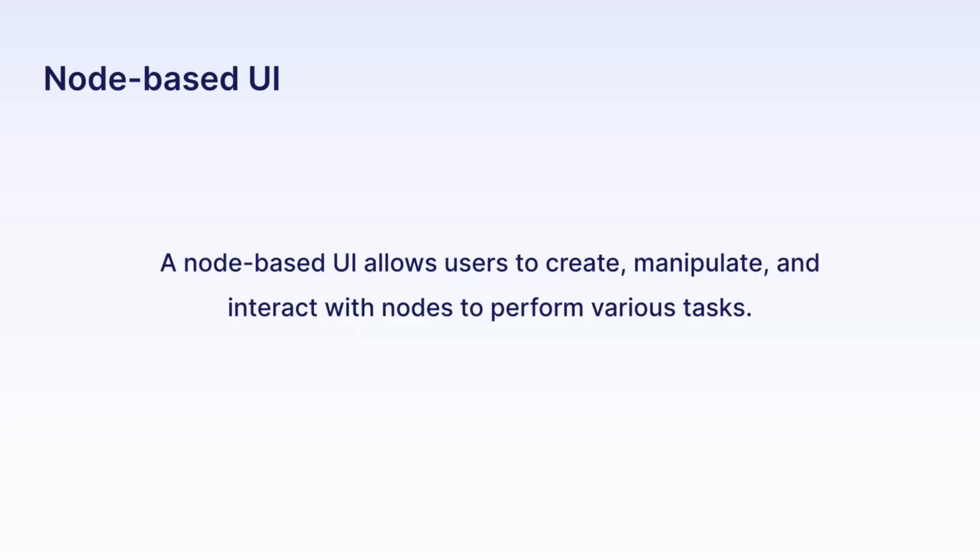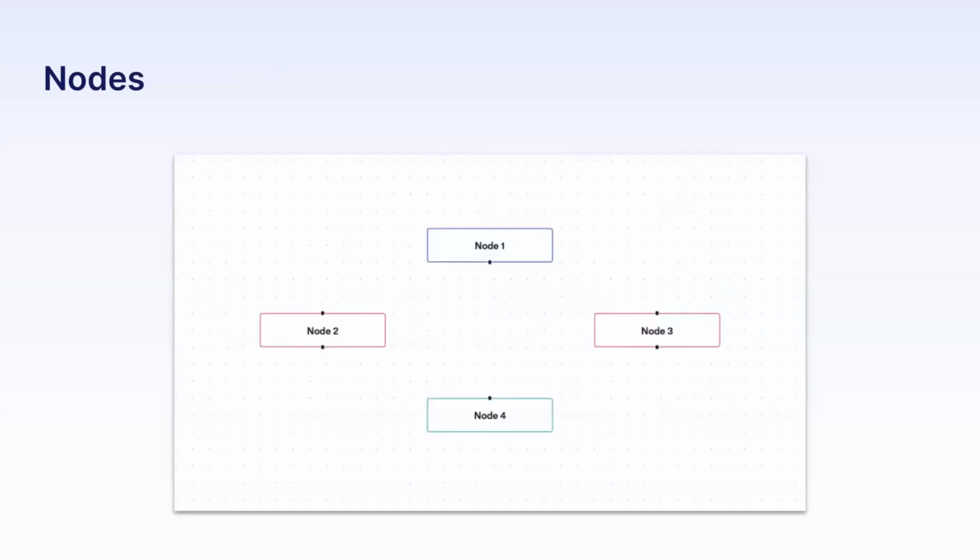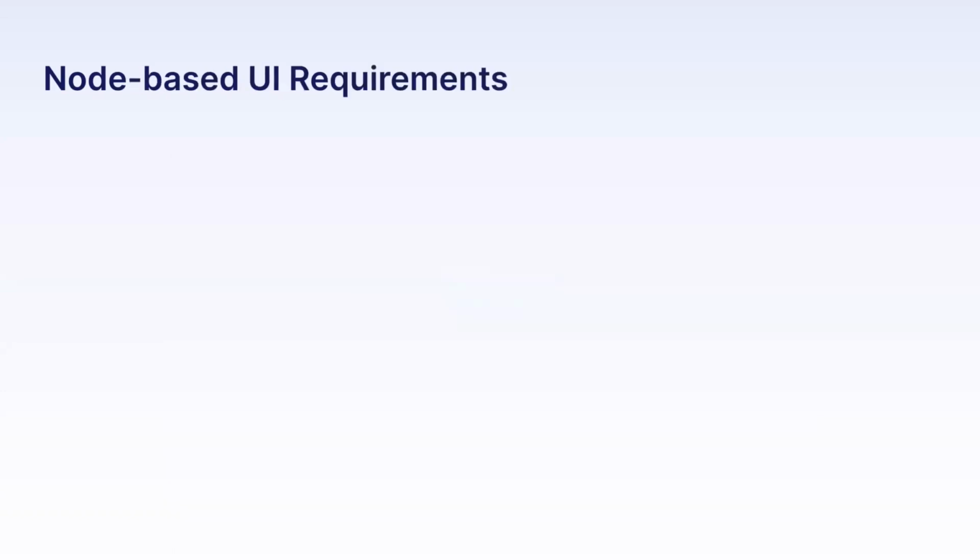A node-based UI allows users to create, manipulate, and interact with nodes to perform various tasks. Here's an example of a simple UI that contains 4 nodes. In addition to creating nodes, node-based UIs allow users to connect nodes together by drawing lines between them. As Jing previously mentioned, these connections are referred to as edges, and they define how data flows from one node to another.